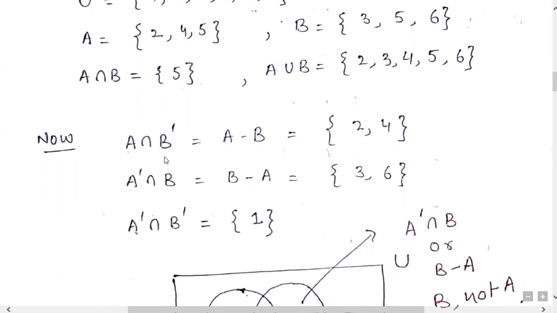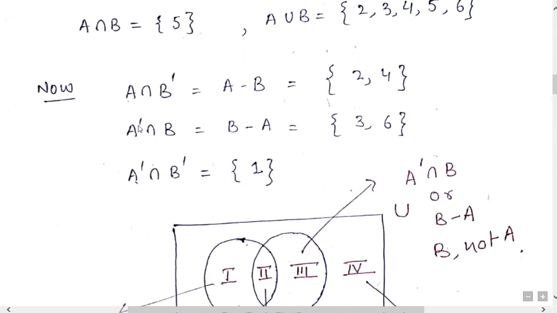It means A intersection B complement, or A minus B, is 2, 4. These are the elements that lie only in A, not in B. A complement intersection B, that is B minus A, is 3, 6. These are the elements which lie in B, not in A. And what about the last one? A complement intersection B complement means this element lies neither in A nor in B. Simply, if I write dash or complement, it means that set should be absent in the answer.